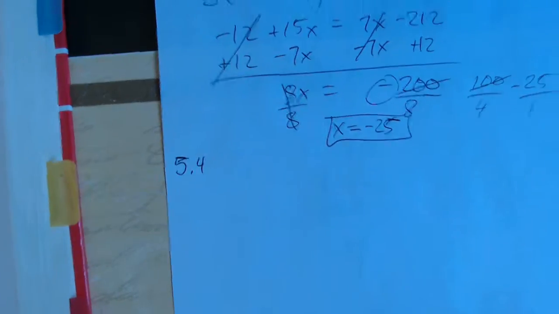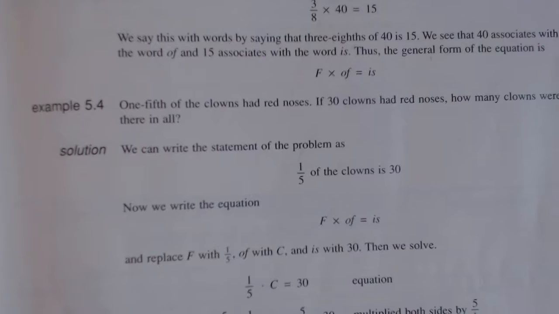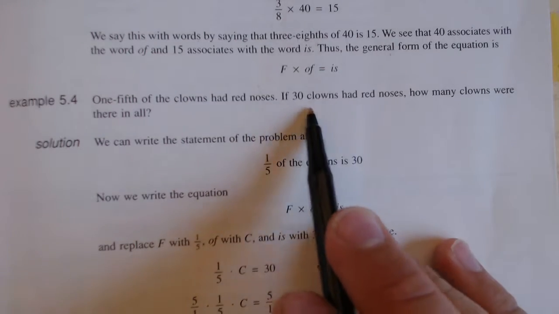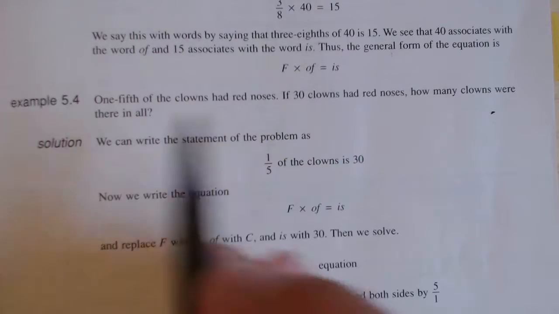Alright, next we're going to go to 5.4. 5.4 is one of our fraction of a number problems. It says 1/5 of the clowns had red noses. If 30 clowns had red noses, how many clowns were there in all?